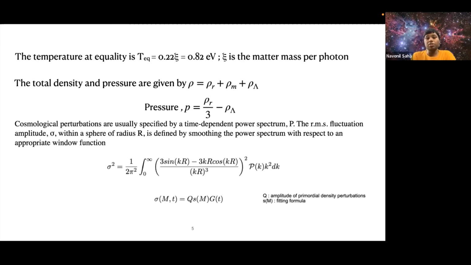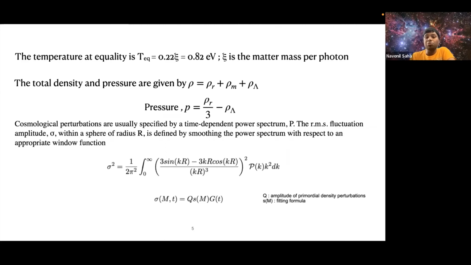The cosmological perturbations are specified by a time-dependent power spectrum, and the RMS fluctuation amplitude is sigma, where r is the radius. Smoothing the power spectrum, we get the value of sigma squared, given in this equation as 1 by 2 pi squared, 3 sin kr minus 3 kr cos kr by kr cubed, whole squared, with the power spectrum integrated from 0 to infinity. Now we define sigma m of t, which is a function of mass and time.